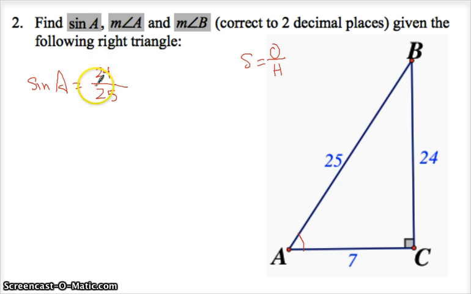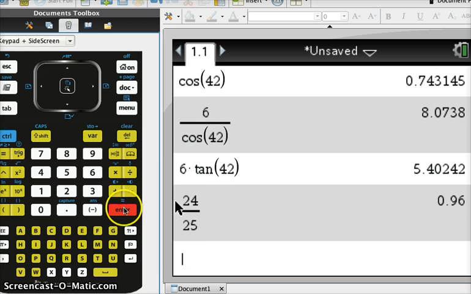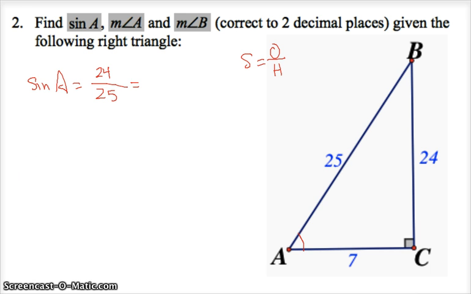Correct to 2 decimal places, well, okay, if you really want a decimal, we could change 24 over 25 into a decimal, but it's not really a job for a trig function. This is 24 over 25. That's 0.96. If you must have that as a decimal, then great, it's 0.96.